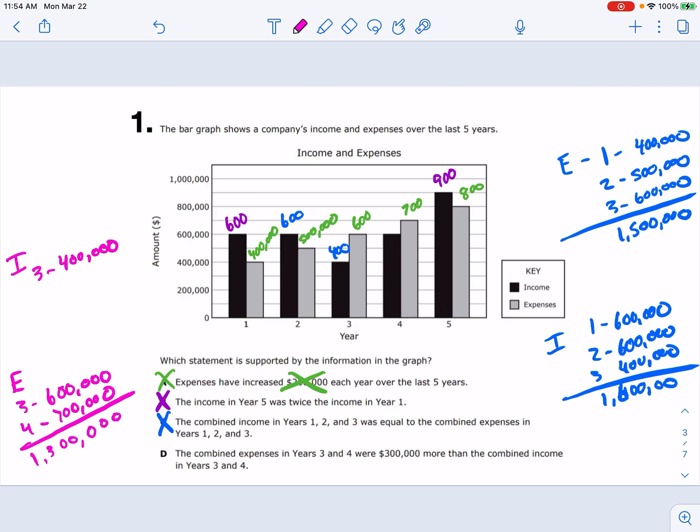And the income for year 4 was 600,000. And that gets us a total of 1 million. So it says the expenses is $300,000 more. That is true. Okay, so we can go through our graph and go through every answer choice to find out which one is correct.